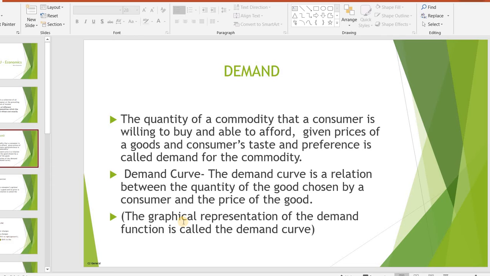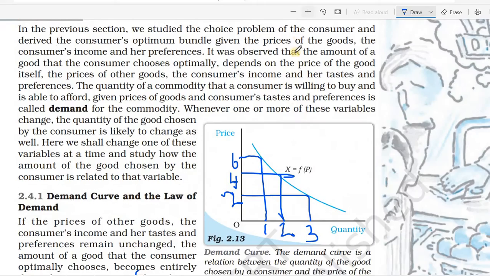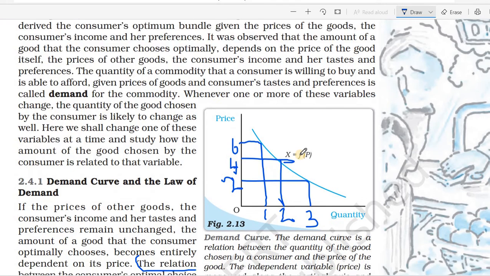What is demand function? Demand function is the functional relation between the price and quantity. Then what is demand curve? The graphical representation of the demand function is called as the demand curve. This one is the demand curve. It's sloping downward. What is the reason why it is sloping downward? Because when price increasing, that time quantity demanding is decreasing. Because of that reason it is sloping downward.